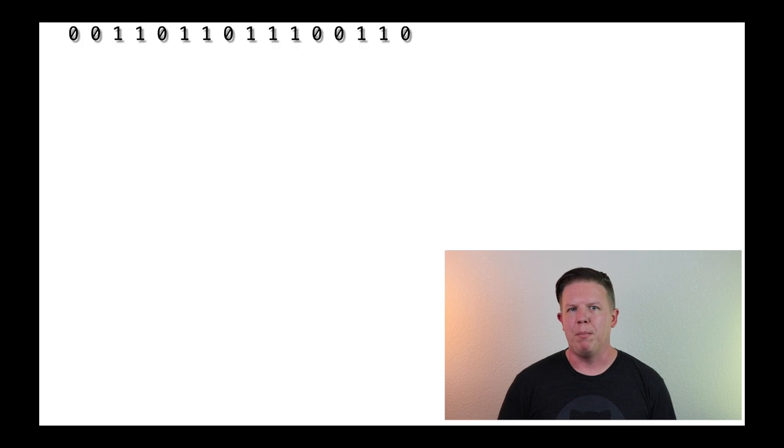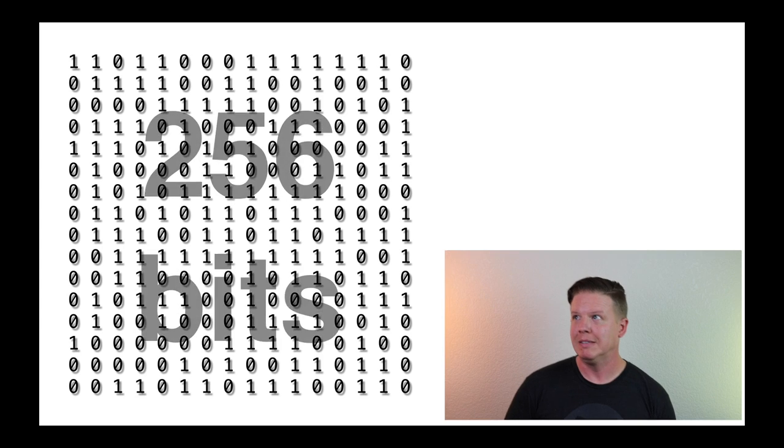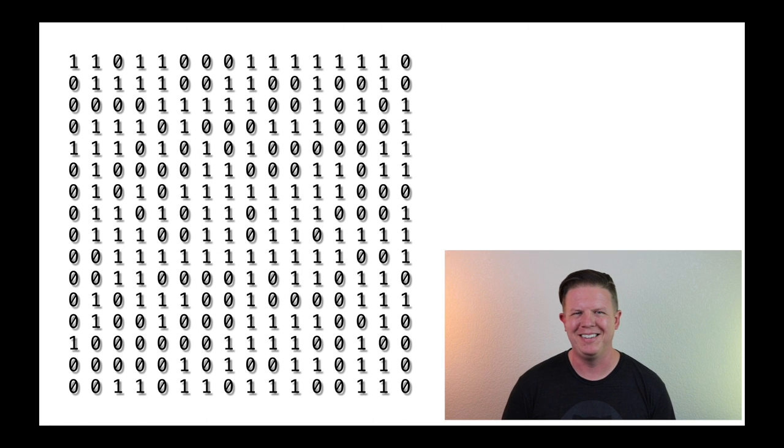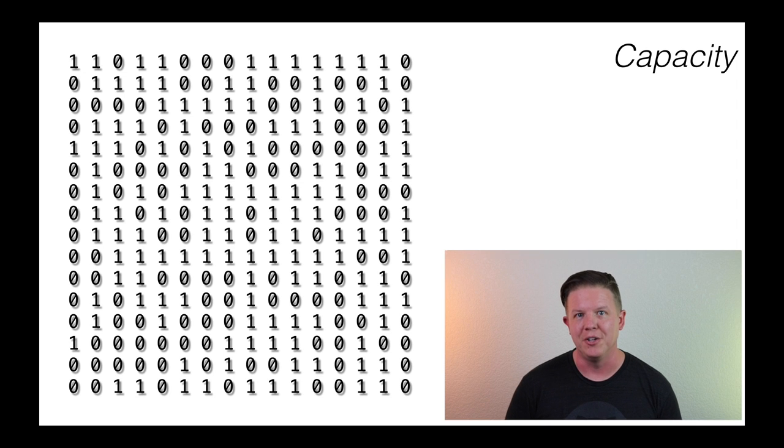So let's talk about a bigger array. 256 bits. So we have a 256-bit array here, and let's talk about the capacity of this. So our 8-bit array could contain 256 values, right? So now we've got an array with 256 places in it. Its capacity is going to be huge.